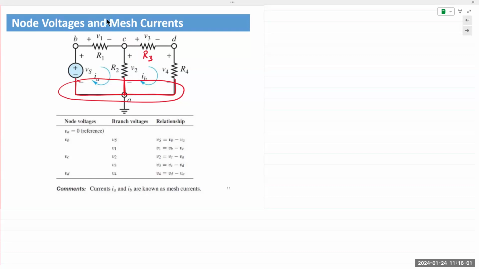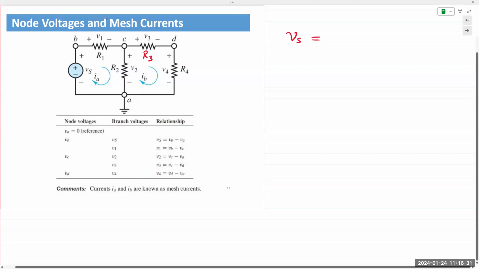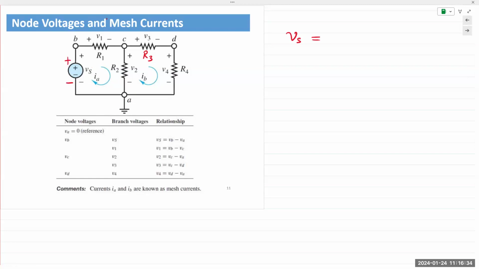All right, so let's begin. We see that voltage source Vs is connected between nodes A and B. So I can express that source voltage Vs in terms of the node voltages at B and A. Because there is a plus here and a minus here, I can say VB is at a higher level than A, and so I can write VB minus VA.